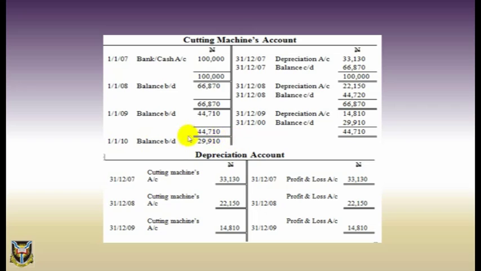1/1/2010 balance B/D 29,910. 31/12/2007 depreciation A/C 33,130 naira. 31/12/2007 balance C/D 66,870. 100,000 as total.